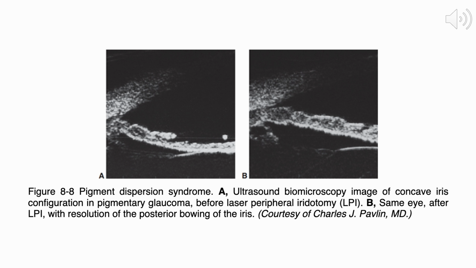This UBM sequence shows the iris configuration in pigment dispersion syndrome. In the left image, before laser peripheral iridotomy, the iris has a concave configuration, bowing backward toward the zonules. This posterior bowing increases mechanical contact between the iris and zonular fibers, promoting pigment release. In the right image, after laser peripheral iridotomy, the posterior bowing has resolved and the iris assumes a flatter profile.